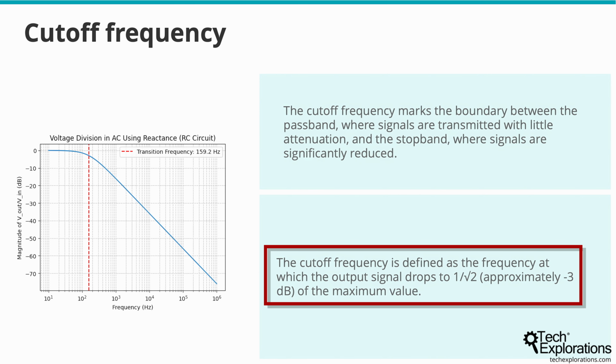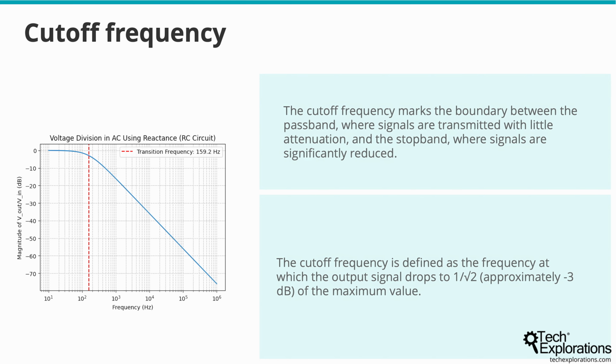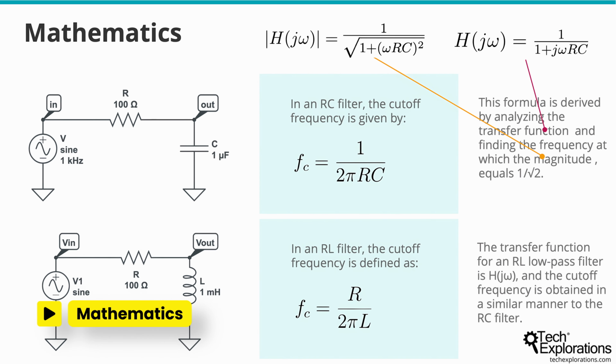output signal drops to 1 divided by square root of 2, which is approximately minus 3 decibels of the maximum value. Now let's have a look at the mathematical underpinnings of the cutoff frequency. For RC and RL circuits, the cutoff frequency can be derived from the filter's transfer function. Let's have a look at RC circuits first.